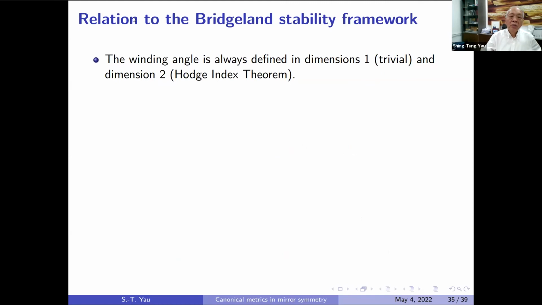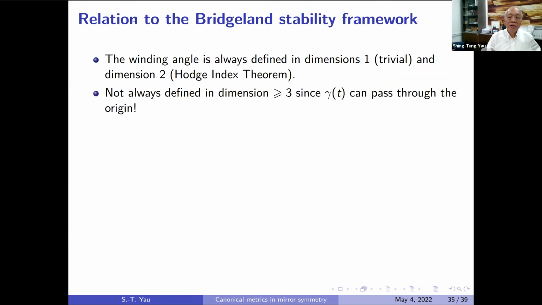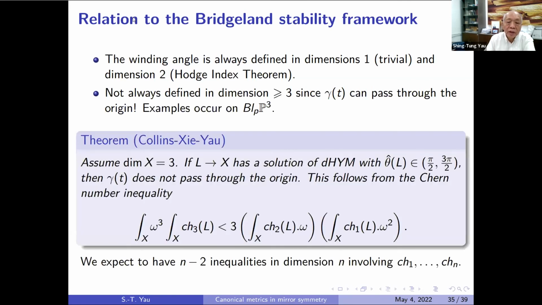The winding angle turns out to be always defined in dimension 1 and dimension 2, in dimension 2 based on the Hodge index theorem. It is not always defined in dimension greater than or equal to 3, though, since gamma T, the curve that we define in dimension greater than or equal to 3, can pass through the origin. So that means it's not well defined in that case. This example occurs in the case of blowing up a point in P3.